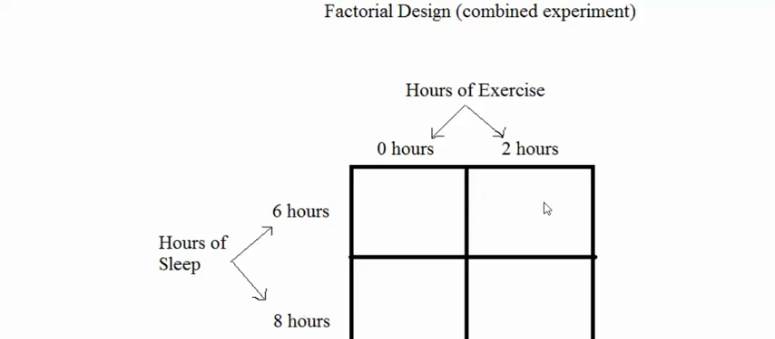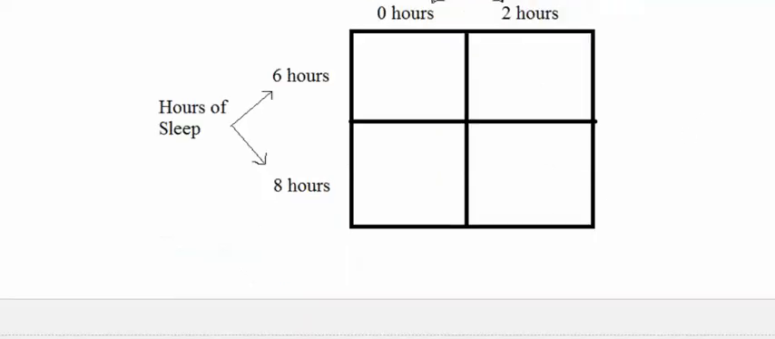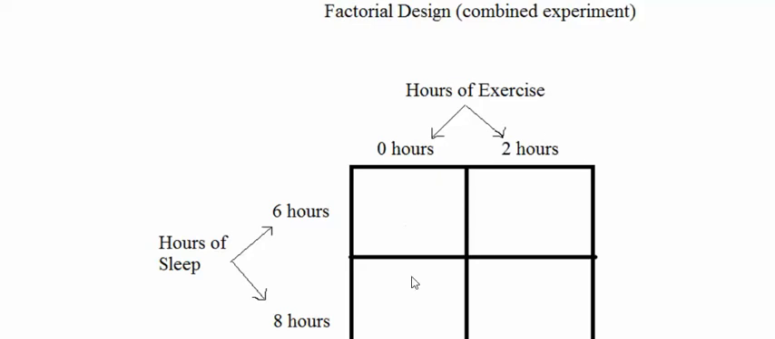And here inside the square, we have four boxes. These four boxes are just meant to be all possible combinations of exercise and sleep. So this first box is 0 hours of exercise with 6 hours of sleep. This next box is 2 hours of exercise with 6 hours of sleep. This next box down here is 0 hours with 8 hours. And finally, over here at the bottom right, we have 2 hours with 8 hours.